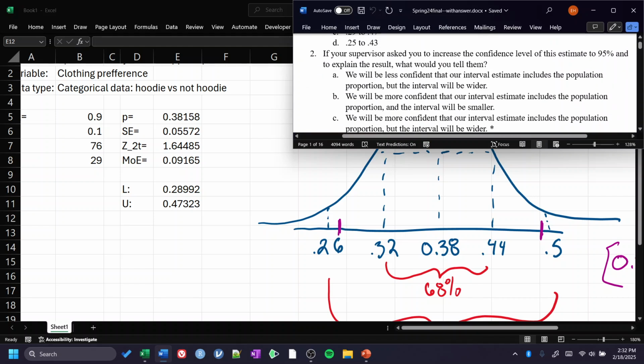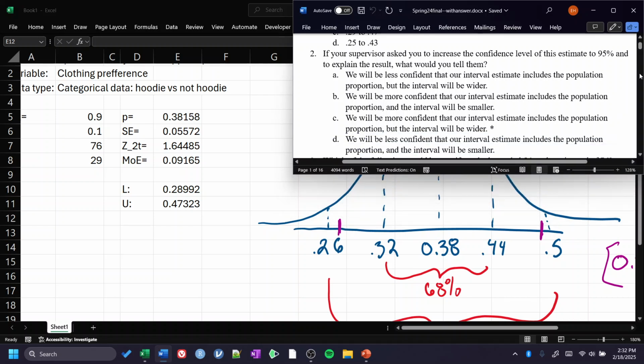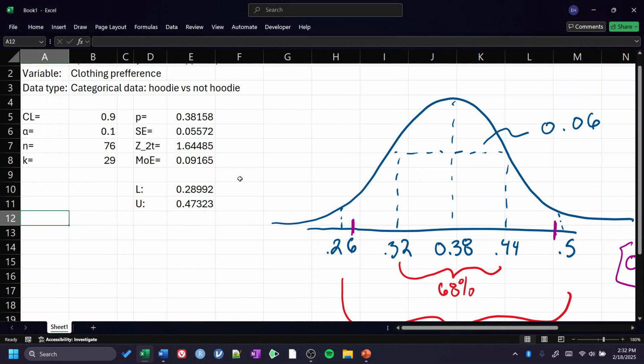So another problem that we would have in here says, if your supervisor asked you to increase the confidence level of this estimate to 95% and to explain the result, what would you tell them? Now, if you've done this in Excel, this question is super easy to answer. All you have to do is change this from 90 to 95, and guess what? It updates everything. Look at that. Your upper and your lower, all of those calculations already updated for you.